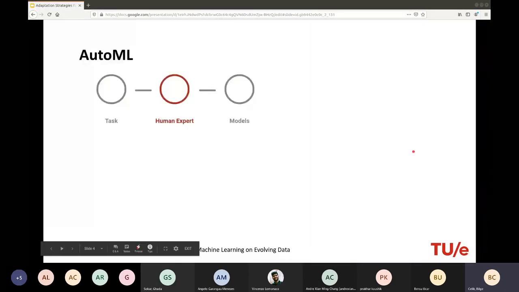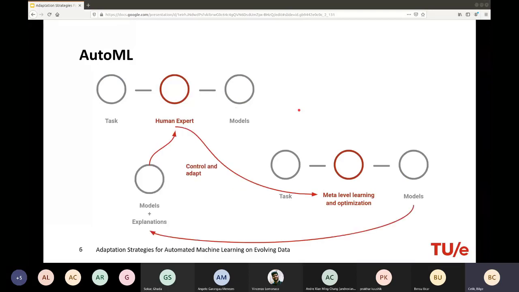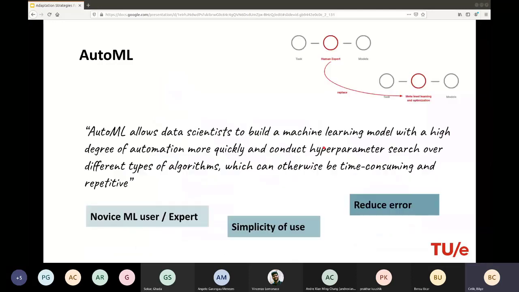So how do we change a classical machine learning system with AutoML? What we do basically is, in an AutoML system, the machine learning expert that converts the tasks into models is replaced with meta-learning and automated optimization. This can also be done in a semi-automated way, where the human is still kept in the loop and the automated system works like an assistant, and the human expert can use the outcome of the system to get a better understanding of the task and improve the models with explanations. In this paper, we are going to focus on fully automated machine learning systems.